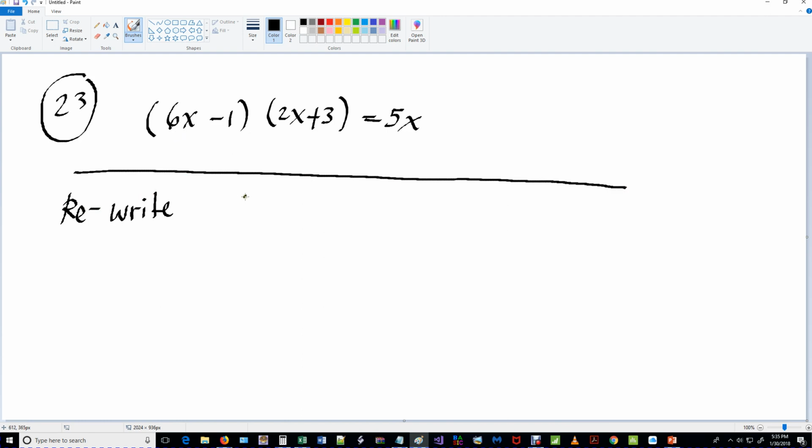6x times 2x. Well, that's 12x squared. The outer will be 3 times 6x. That's 18x. Inner will be minus 1 times 2x. That's minus 2x. And then last, minus 1 times 3 gives you minus 3. And of course that will be equal to 5x.